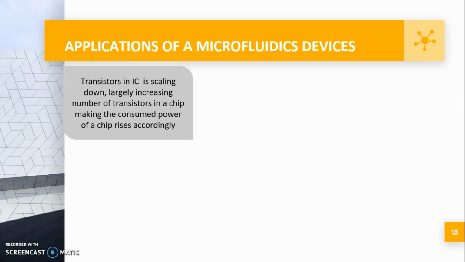Due to miniaturization, the transistors in integrated circuits are scaling down, and as a result the number of transistors on a chip is increasing day by day. Considering that as an asset, we also have to keep in mind that this level of high transistor count on a chip is causing a lot of power issues.